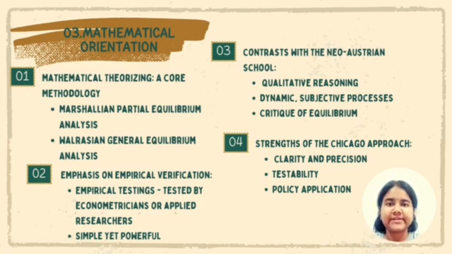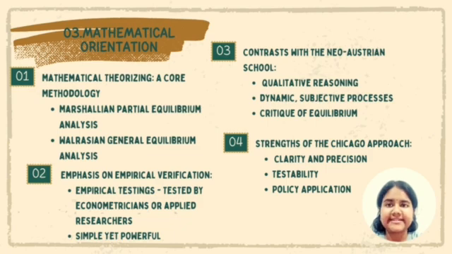The Chicago School's mathematical and empirical focus stands in contrast to the neo-Austrian school, which emphasizes qualitative reasoning, dynamic subjective process, and critique of equilibrium. The neo-Austrians often avoid heavy reliance on mathematics, favoring verbal logic and narrative analysis, whereas in the dynamic subjective process they focus on processes like entrepreneurial discovery and spontaneous order, which are harder to model mathematically. The critique of equilibrium: neo-Austrians argue that real-world markets rarely achieve equilibrium, emphasizing disequilibrium and constant adjustment instead.